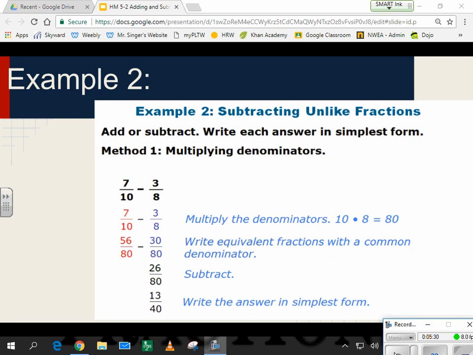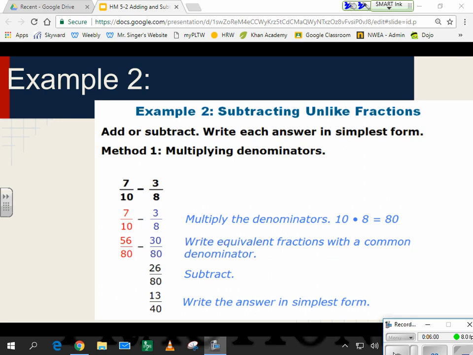So we did some subtraction here, but I want us to talk about a couple different methods on how you can subtract unlike fractions. And what I want to show you here is multiplying denominators as our first method. So multiplying denominators is exactly what we did with adding fractions, except we're not finding the least common multiple. We're just multiplying the two denominators together. So if you do that, you can find a common denominator just as easily.